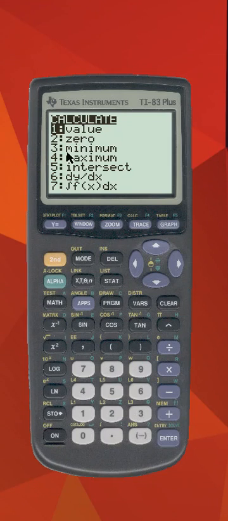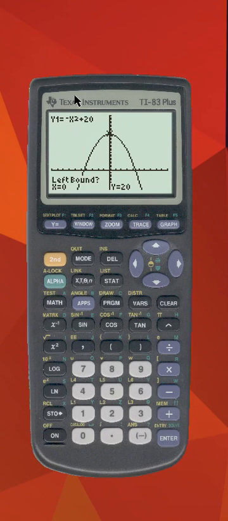Now you can use this one right here if you want to find the maximum. The same process you're going to use if you want to find the minimum. So right there, we're going to hit number 4 for maximum. Now, the next thing you want to do is it's going to say left bound, right bound.